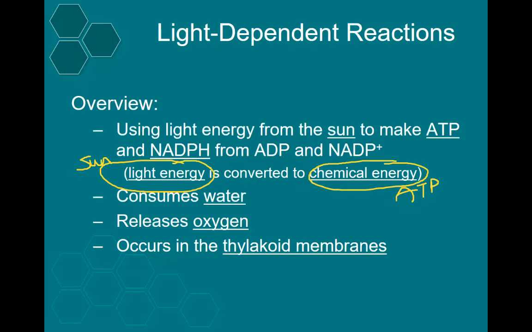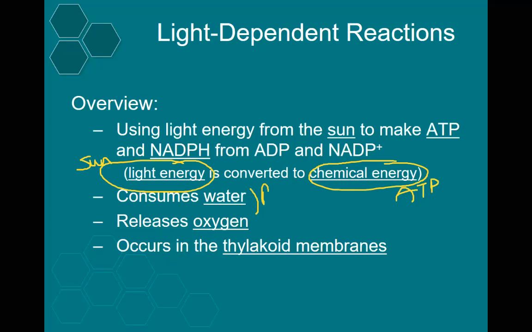In order to do this, we are going to consume water, okay? Water is our reactant, and we are going to produce oxygen, which is going to be a product. And the location where that happens is the thylakoid membranes.